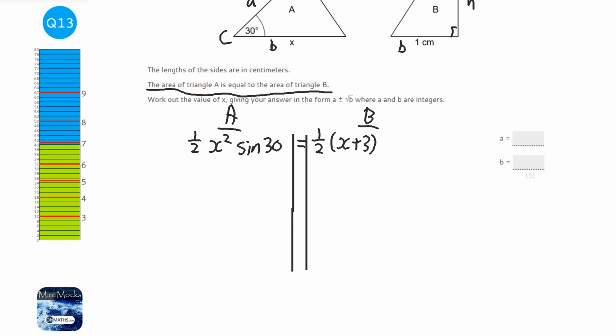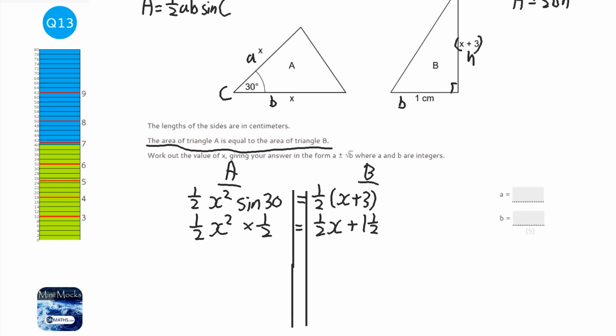Okay, you need to know that sine 30 is a half, and that's a requirement for the exam. So you need to know that that is just going to be a half without a calculator. We've got loads of videos on exact values that you need to know, and I think there's 8 of them you need to know. I probably got that wrong. But anyway, so we're going to expand the bracket. So half x plus, and half of 3 is going to be 1.5. Am I sure? Yeah, that's right.